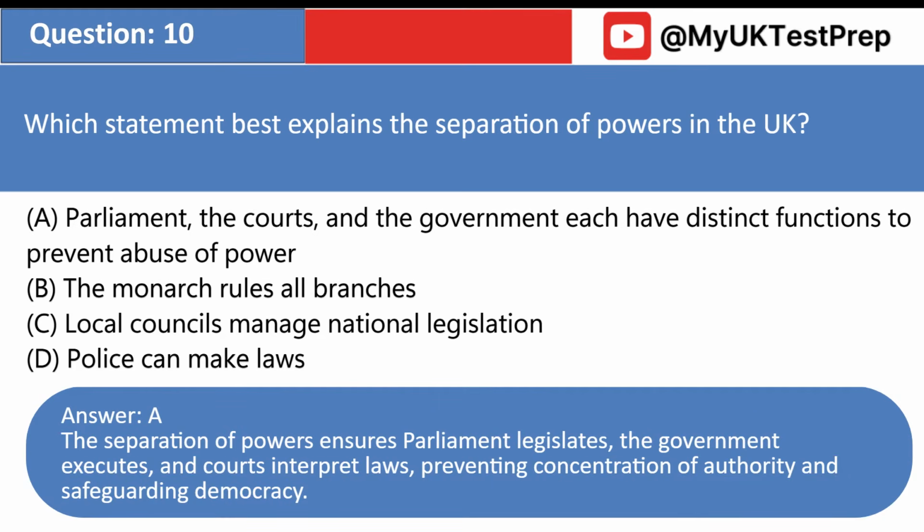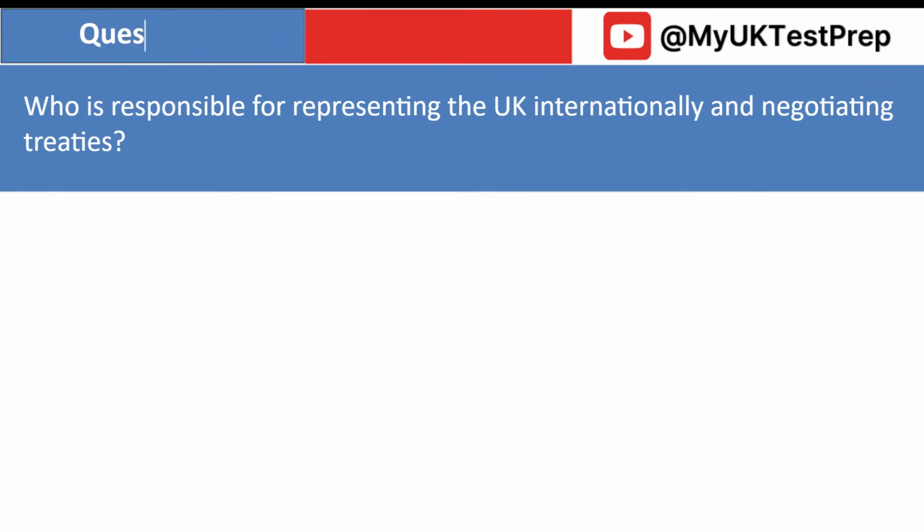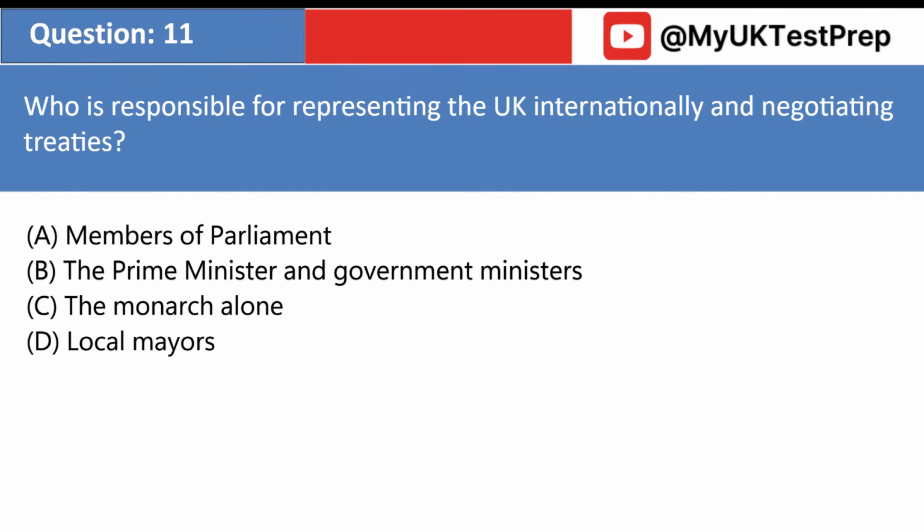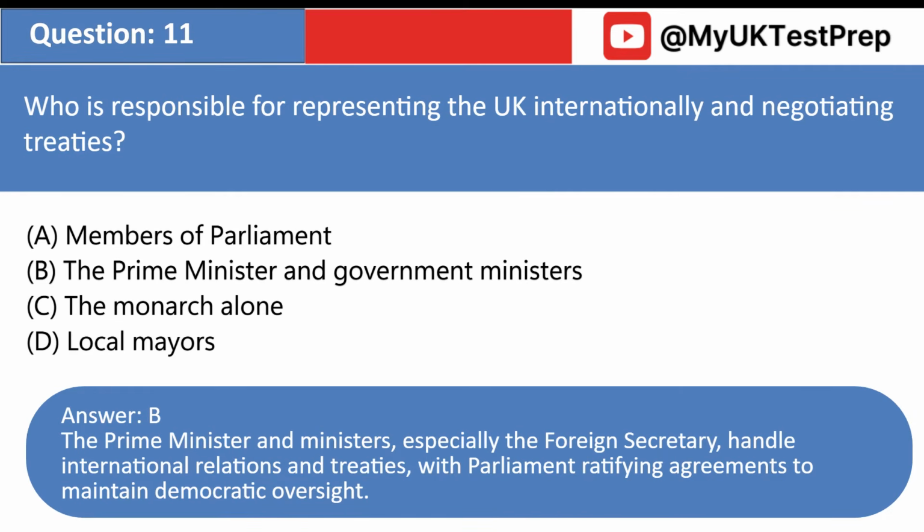Answer: A. The separation of powers ensures Parliament legislates, the government executes, and courts interpret laws, preventing concentration of authority and safeguarding democracy. Who is responsible for representing the UK internationally and negotiating treaties? A. Members of Parliament. B. The Prime Minister and government ministers. C. The monarch alone. D. Local mayors. Answer: B. The Prime Minister and ministers, especially the Foreign Secretary, handle international relations and treaties, with Parliament ratifying agreements to maintain democratic oversight.